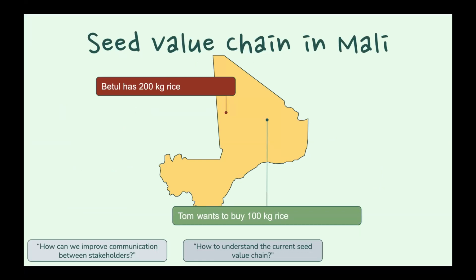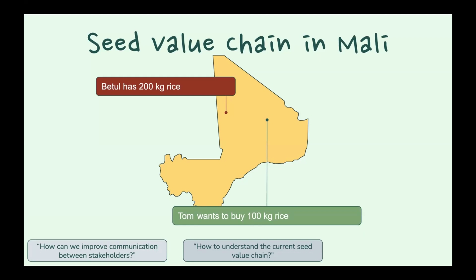Now, if you look at the map in Mali, the seed value chain in my thesis is regarding the distribution of the seeds from the beginning to the very end. And if you look at this map, you can see that I am a farmer and I have 200 kilograms of rice to sell. Tom, on the other hand, wants to buy half of my stock, which is great. That makes me a really happy farmer because I can sell my product.